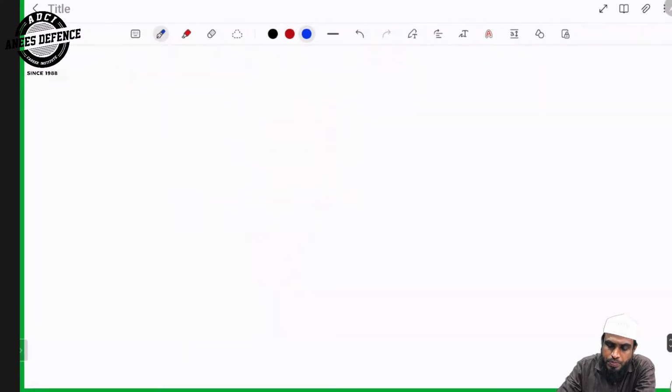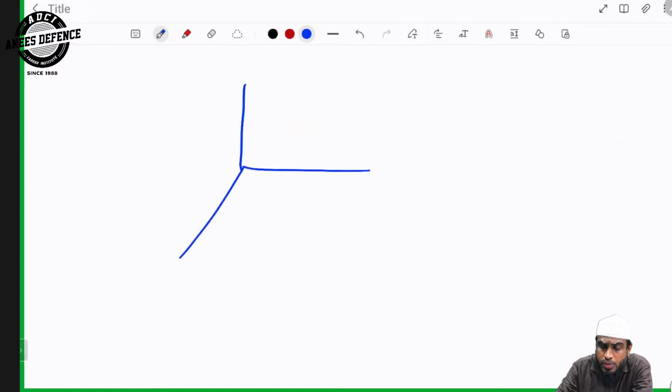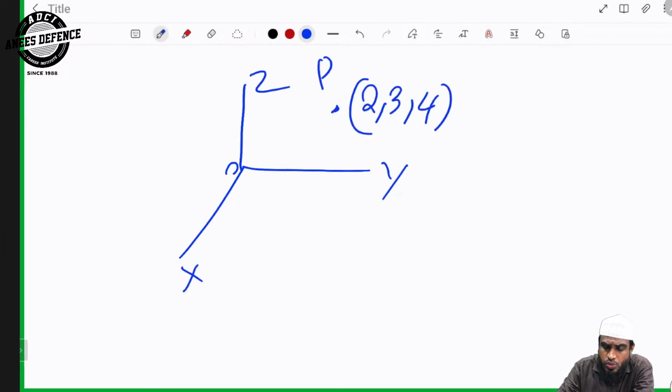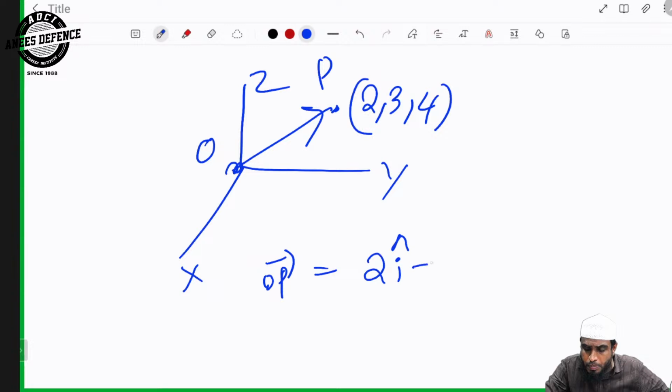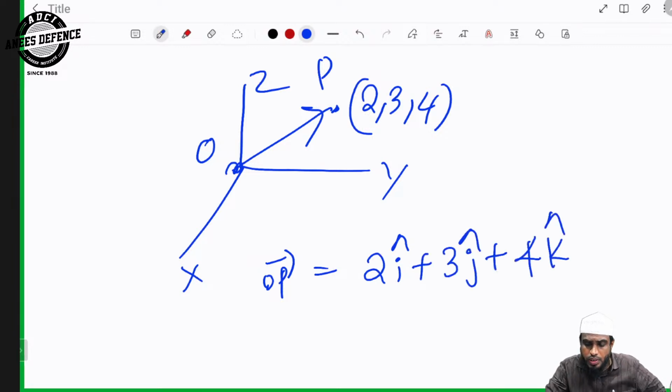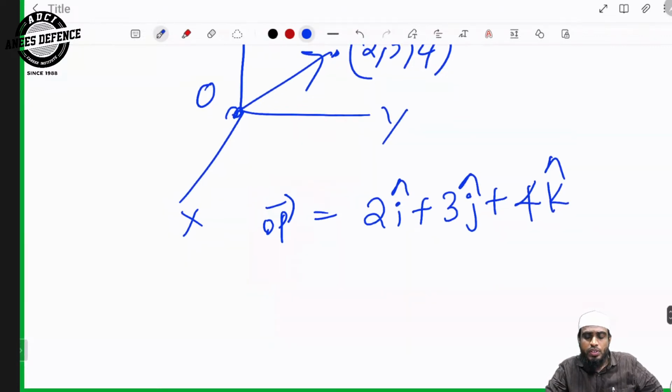For example, if you are given a point in a three-dimensional coordinate system, with axes x, y, z, a point is given as 2, 3, 4. The point is P. This is origin O. So this is OP. Then the vector OP can be represented as 2i plus 3j plus 4k.